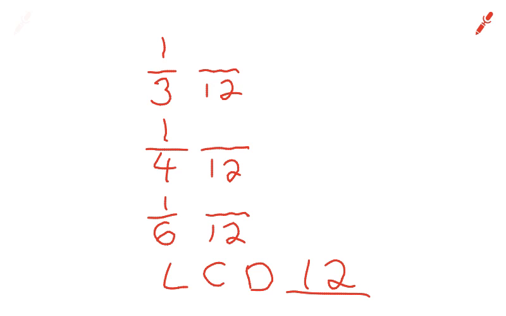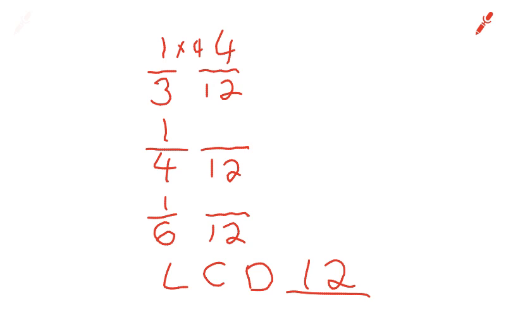And for each one, we have to figure out 3 times what, 4 times what, and 6 times what. And as we do that, we'll be able to know the top numbers as we figure out what each one is. 3 times 4 is 12, so we need to do 1 times 4. That'll give us 4.